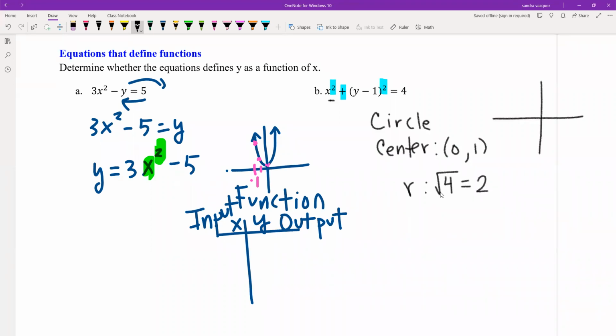And if I just think of the graph, this is 0 and 1, here's the center. And I'm going to move 2 units up, 2 units down, 2 units to the right, 2 units to the left. I have the circle right here. And this one is not a function.